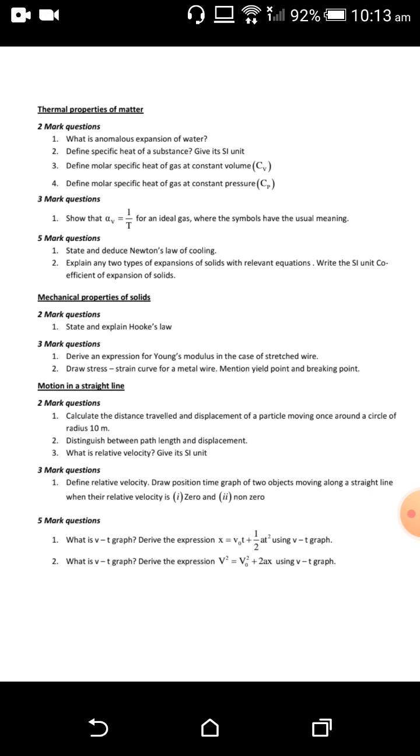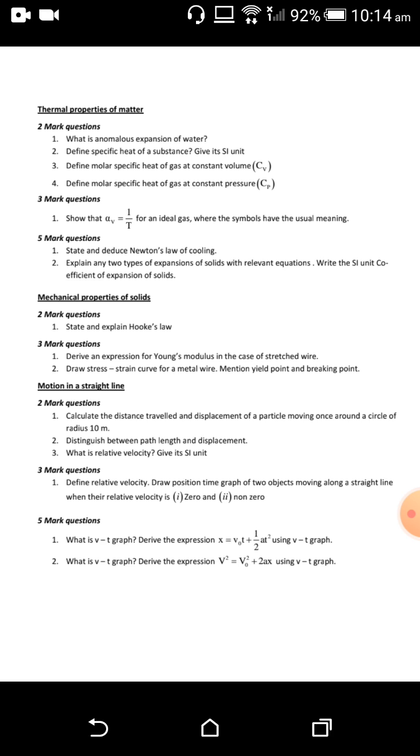So what do you mean by this anomalous expansion? Anomalous expansion is nothing but the unusual behavior of water, right? So what happens here? When the temperature of the water increases from 0 degree to 4 degrees Celsius, the volume decreases. Once it crosses 4 degrees Celsius, what happens again? The volume increases. So hence we conclude that at 4 degrees Celsius of temperature, the water has the minimum volume.